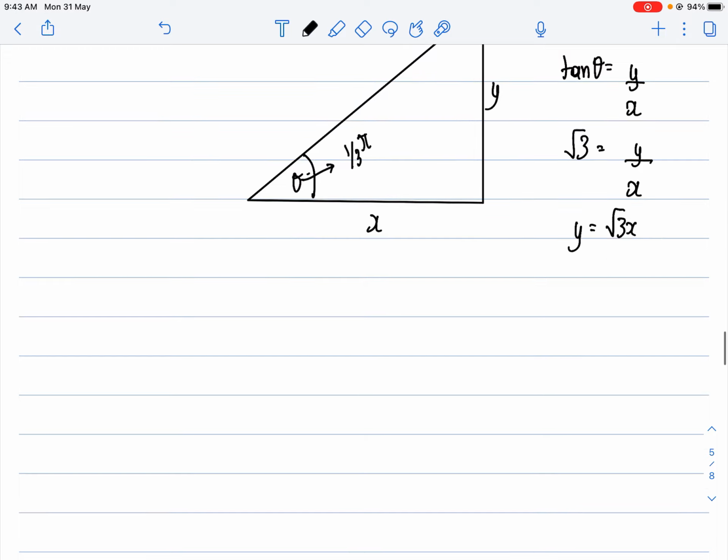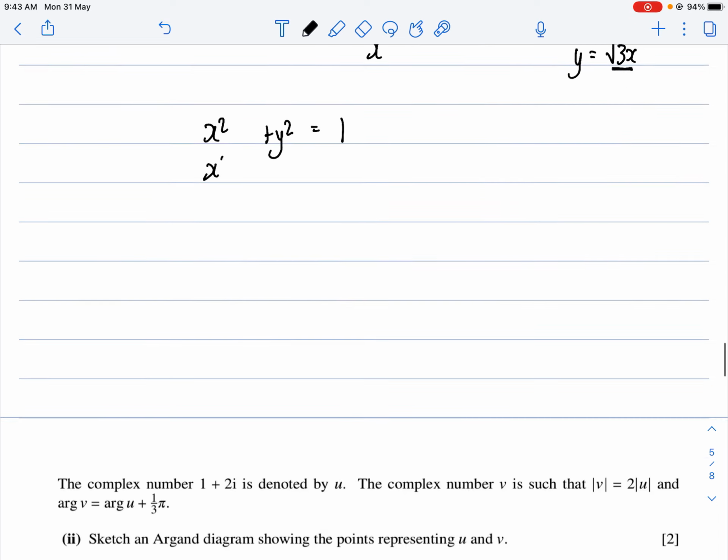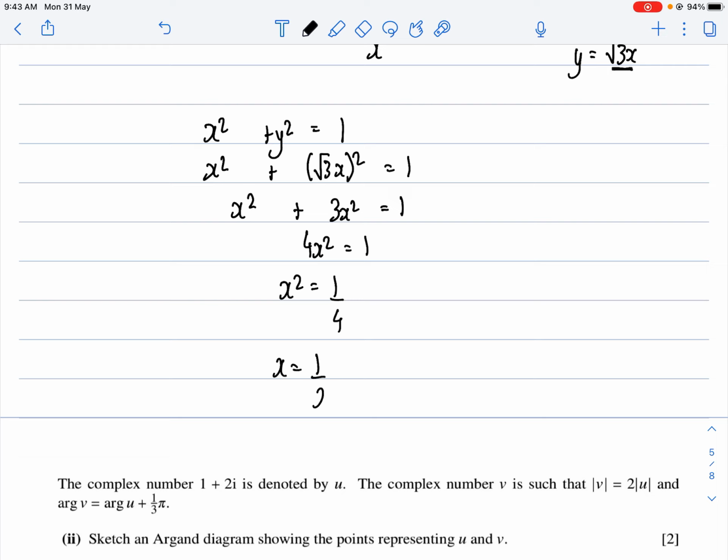Now I can simply say x squared plus y squared equals 1, and my y is equal to root 3x. So I can write this as x squared plus root 3x the whole squared equals 1, which is x squared plus 3x squared equals 1. So this is 4x squared equals 1, which gives x squared equals 1 by 4, which gives x as 1 over 2. Plus or minus, but it's normally plus because x is the length.